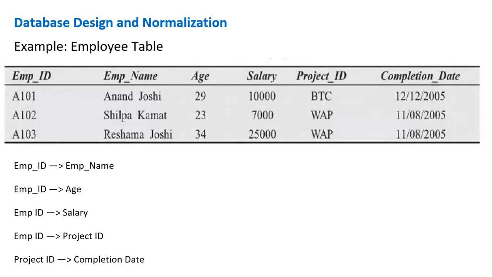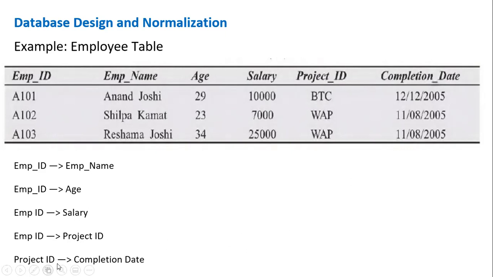Whenever it is A101, automatically you will know it's Anand. When it is A102, you know it's Shilpa Kamat. Are you seeing that? So you keep on knowing that. So what is happening here? Once you know the employee ID, you are able to know the project ID. For example, if you know employee ID A102, it is WAP. And A103 is WAP. So that is it.